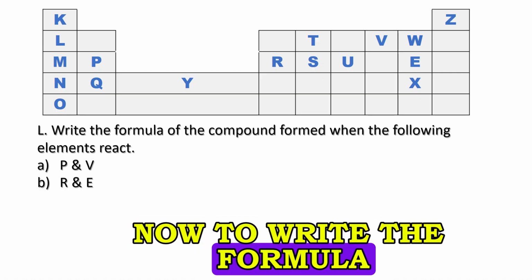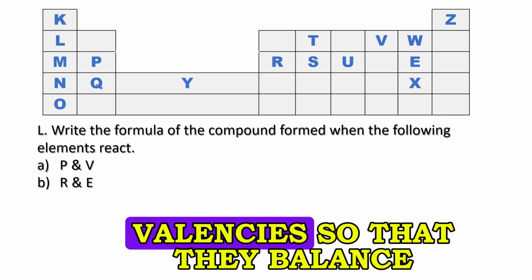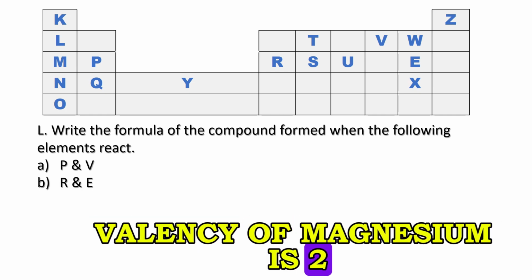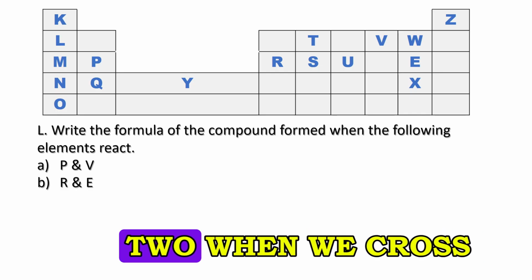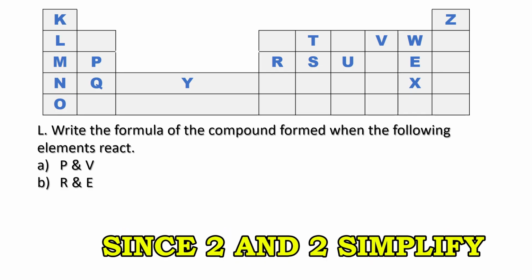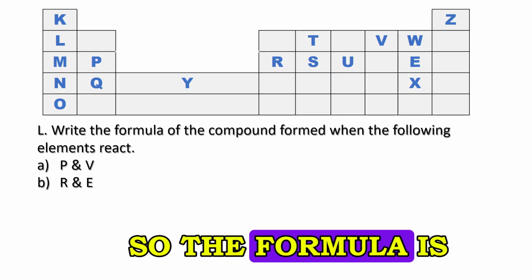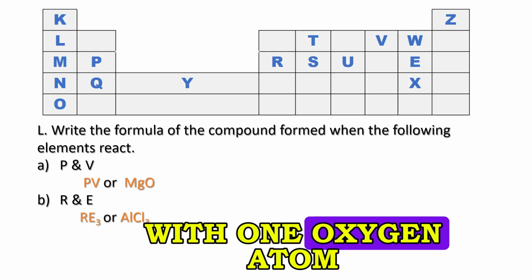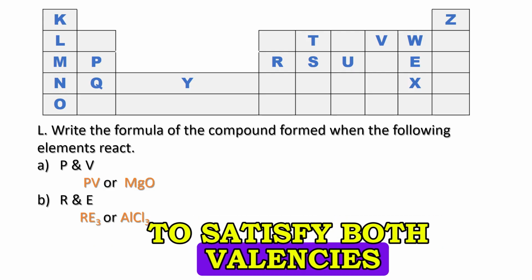Now, to write the formula, we cross over the valencies so that they balance. Valency of magnesium is 2. Valency of oxygen is 2. When we cross them over, they reduce to a 1-to-1 ratio, since 2 and 2 simplify. So, the formula is MgO. Each magnesium atom combines with 1 oxygen atom to satisfy both valencies.